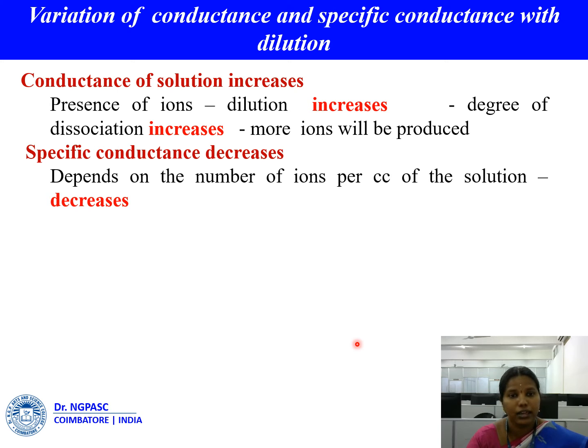On the other hand, if we look into the specific conductance, it depends majorly on the number of ions per cc. So in that case, the specific conductance will decrease. So what happens to the molar conductance and equivalent conductance? Obviously, they also will increase.